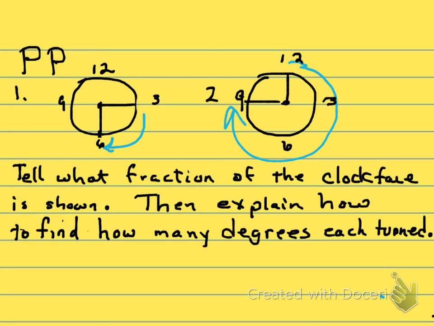All right, boys and girls, so here are the practice problems that I'd like you to work on tonight. This is a two-step process. Number 1 shows you a clock face, and number 2 shows you a clock face. First, tell what fraction of the clock face is shown. Then explain how to find how many degrees each minute hand has turned on each clock face. So remember, for number 1 and for number 2, you have 2 parts to your answer. All right. See you tomorrow.